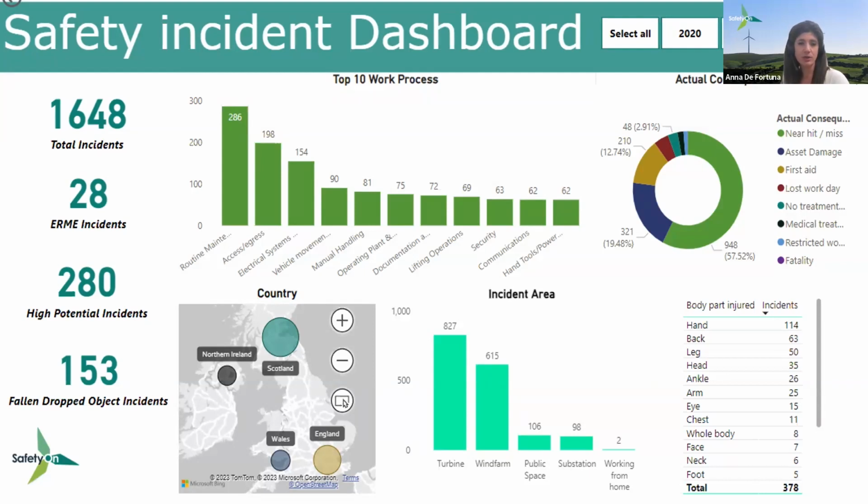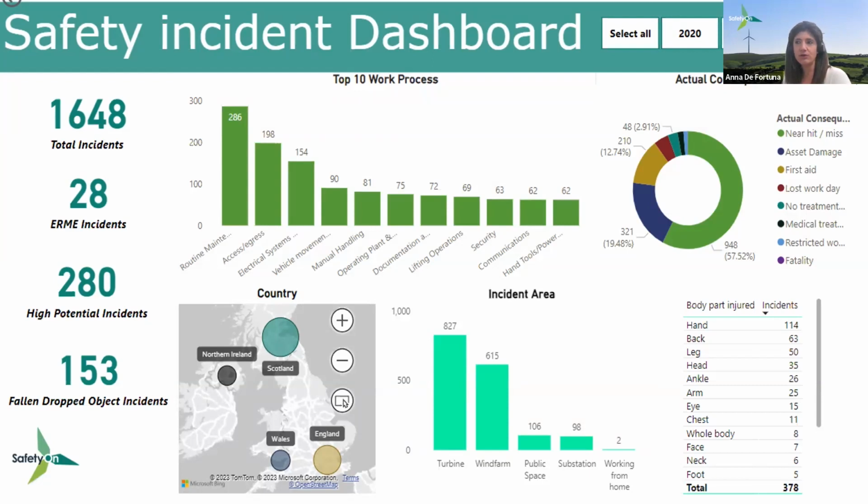On this dashboard, you can see that it highlights what the top 10 work processes were where incidents have occurred, with the most incidents recorded during routine maintenance. As part of the deep dives, we're looking into this work process in more depth and determining whether we need to further break down this work process for the 2024 data collection in order to try and help us gain a better understanding as to what the tasks are that have been completed within the routine maintenance where we're seeing the highest level of incidents occur.